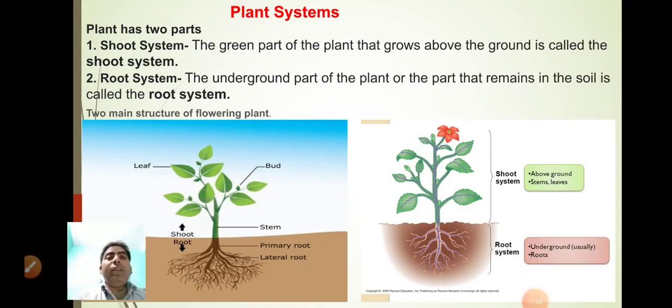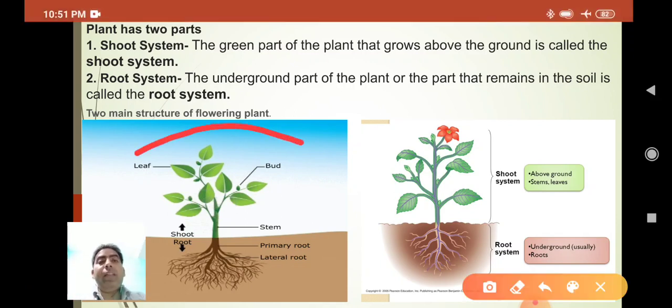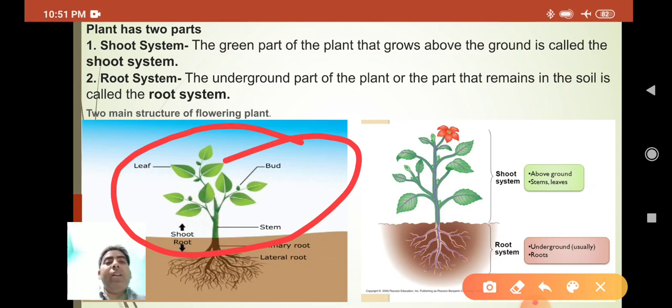Now we are going to discuss the plant system. A plant has two parts: first of all, the shoot system and the root system. What is the shoot system? The green part of the plant that grows above the ground is called the shoot system. Here you can see above the ground, that is called the shoot system.